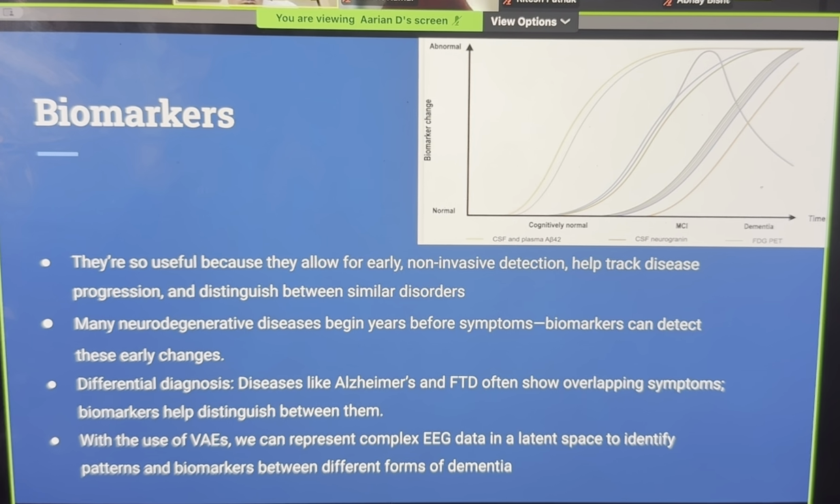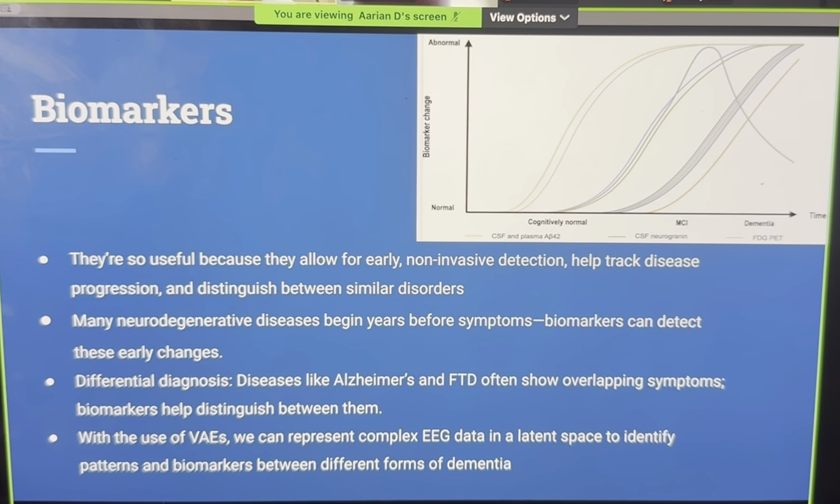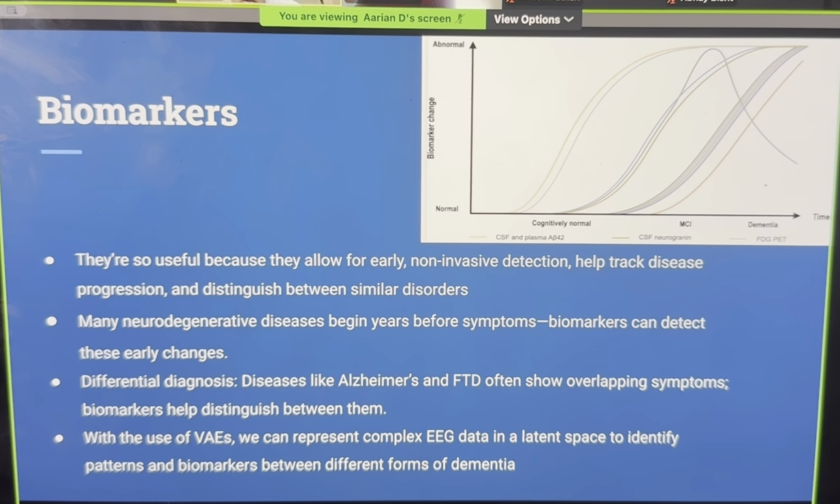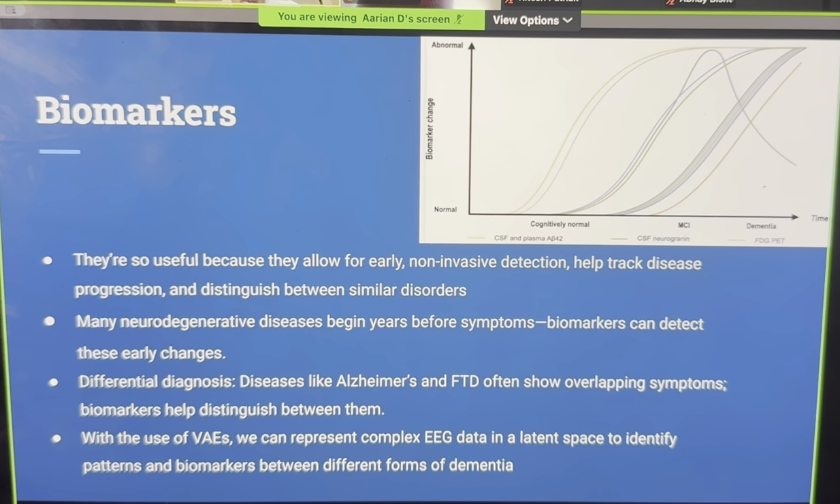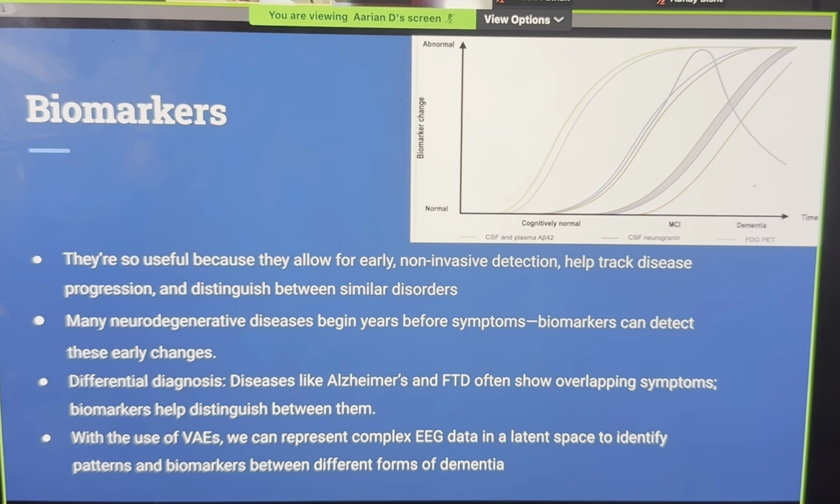With the use of VAEs, we can represent complex EEG data in a latent space to identify patterns and biomarkers between different forms of dementia.